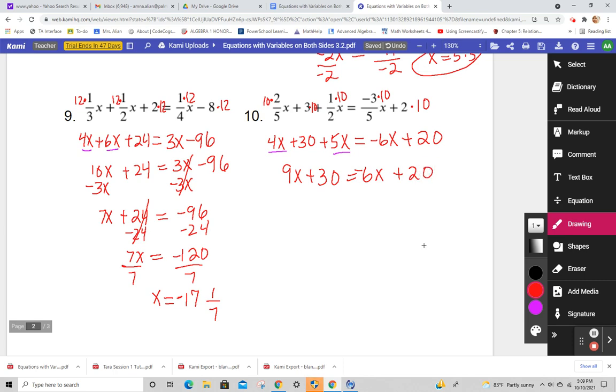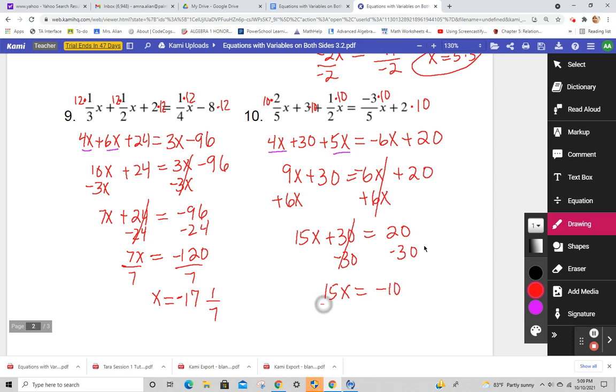All right, now I can get all the x's on the same side, so I'm going to add 6x to both sides. So that'll give me 15x plus 30 equals 20. Subtract 30 from both sides. So I have 15x equals negative 10. Divide both sides by 15. And we're going to reduce that. Divide top and bottom by 5. If you divide this by 5, you're going to get negative 2. If you divide this by 5, you're going to get 3.